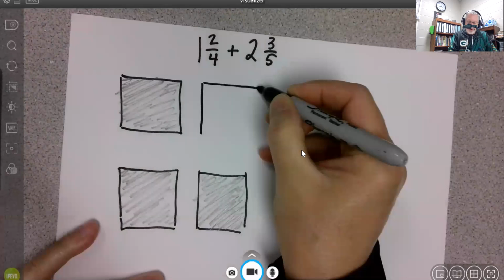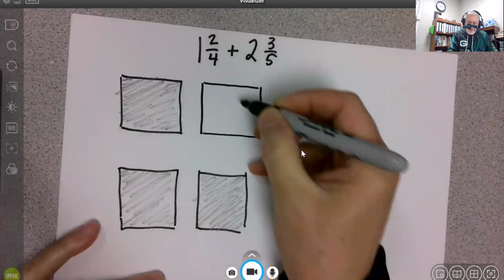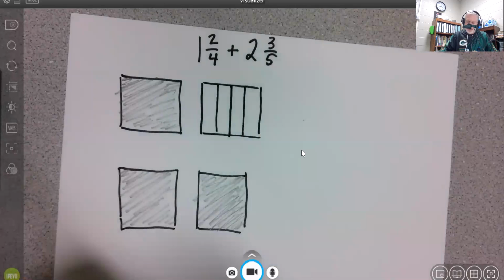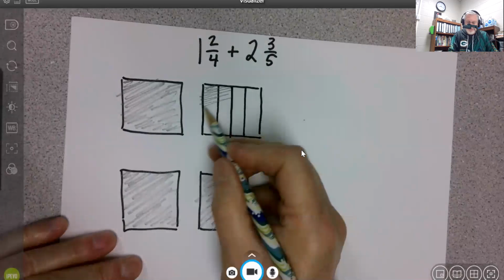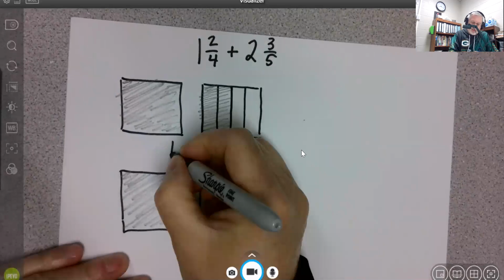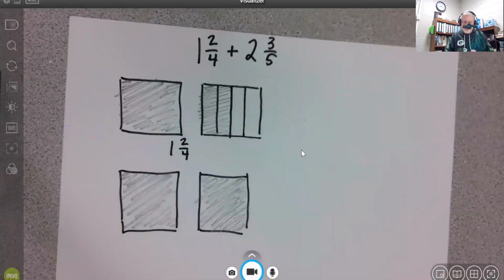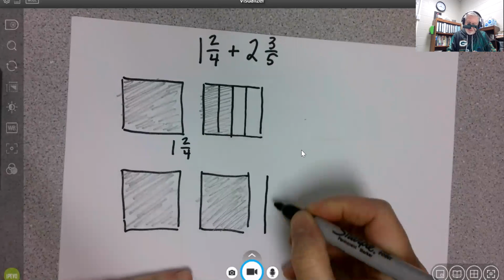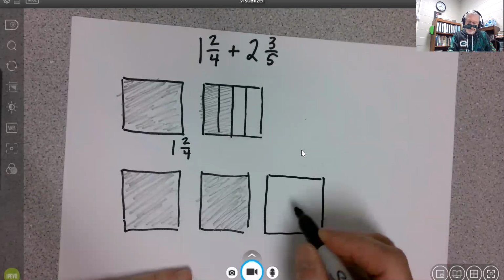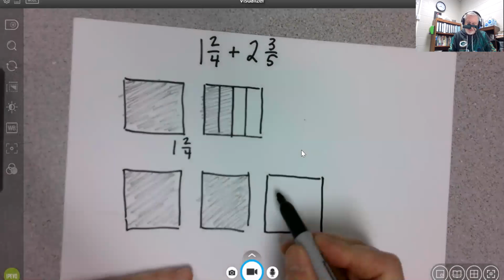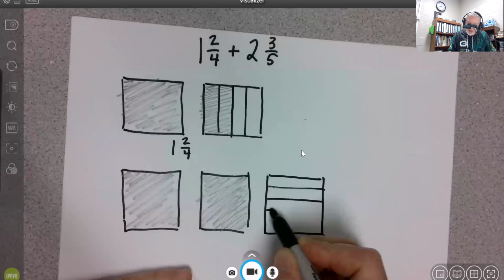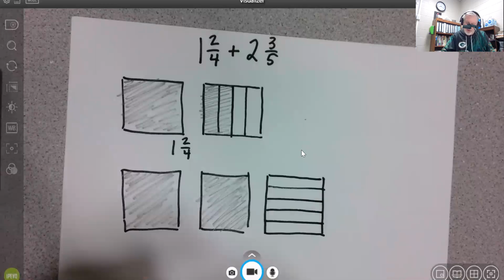So now I'm going to draw my 2/4. Again, my fourths I'm just going to do as vertical lines. I'm going to shade in 2 of them. And this represents 1 2/4. And on the bottom, I'm going to draw my 3/5 going horizontal. So if I want to do it into fifths, I have to draw 4 lines. So 1, 2, 3, 4. And I want to shade in 3 of those.